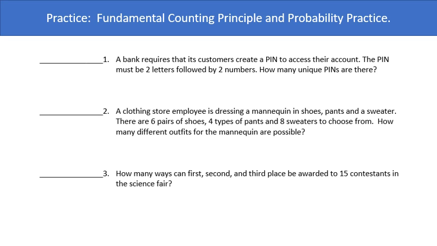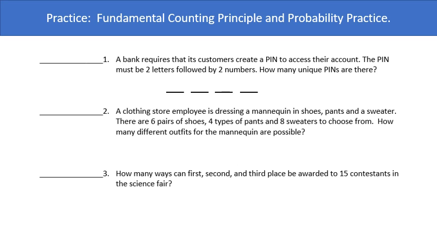A bank requires that its customers create a PIN to access their account. The PIN must be 2 letters followed by 2 numbers. How many unique PINs are there? This is straight up fundamental counting principle. How do we figure out the total number of ways something can happen? First, what do we need? What are we going to choose from? We're going to choose 4 things. We have to have 2 letters followed by 2 numbers, so that's a total of 4 different items we have to choose.